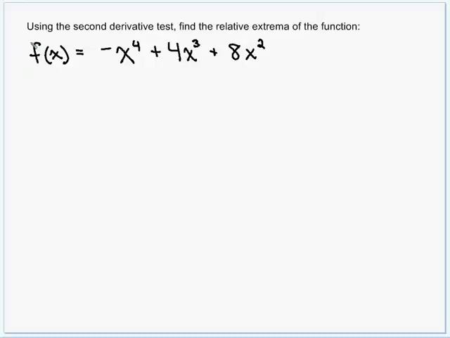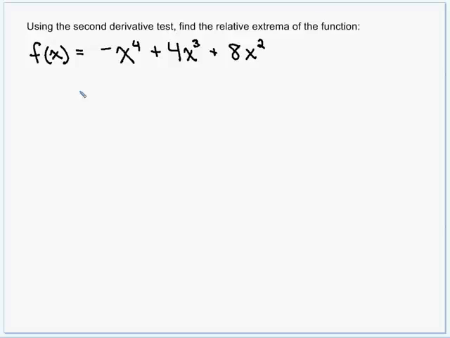Okay, in this short video we're just going to do a practice problem. We're going to use the second derivative test and find the relative extrema of this function. So to apply the second derivative test, we take the first derivative and find the critical numbers, and we plug those critical numbers into the second derivative.